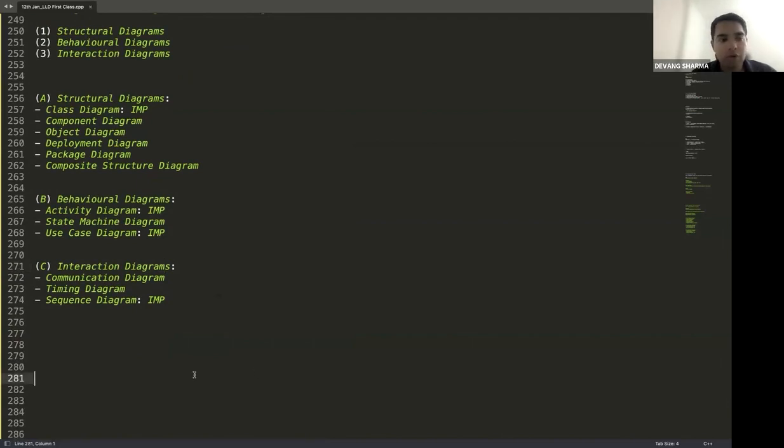You want to know about all the diagrams? Go ahead, learn about it. But at the end of the day, you'll be working on these four diagrams only: class diagram, use case diagram, activity diagram, and sequence diagram. And that is something which will capture the entire flow of the project that you're going to build.